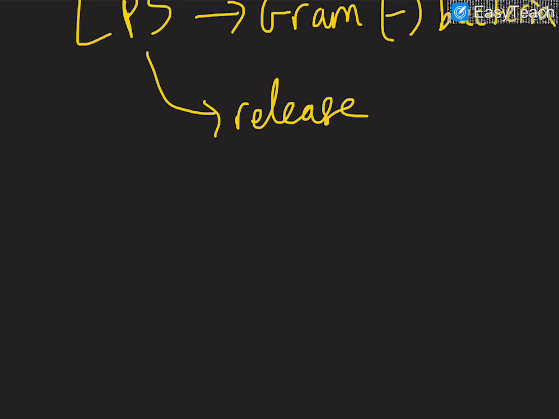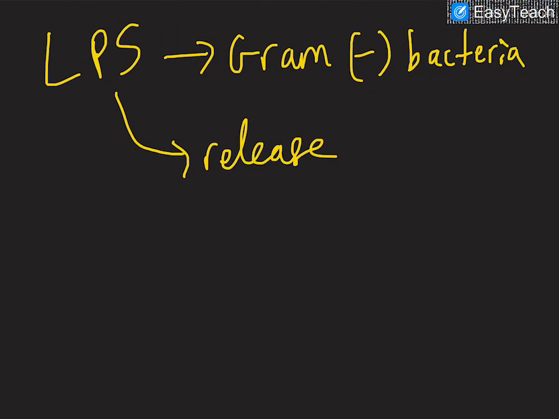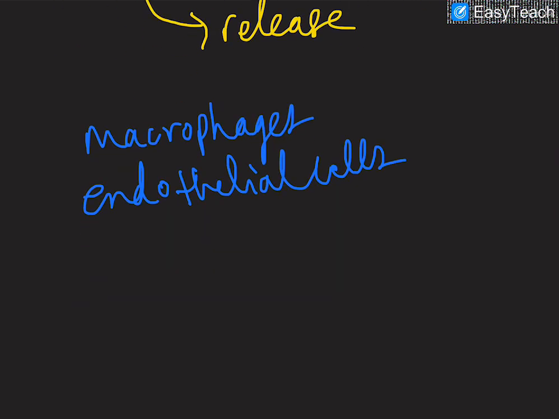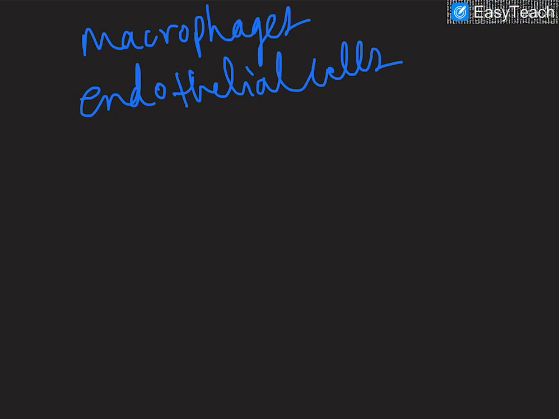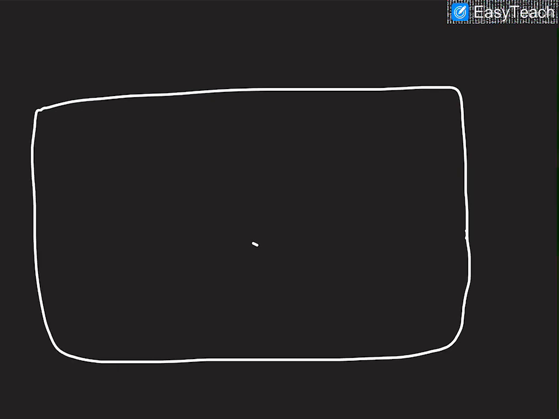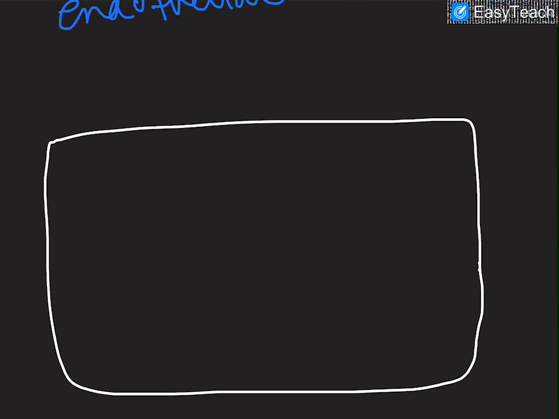If we take this as an example, or any gram-negative bacteria, first we should know that toll-like receptor 4 is on the surface of our cells. For example, it can be on the surface of macrophages, or even endothelial cells, dendritic cells. So let's say that we take this cell right here, and let's say this can be an endothelial cell or a macrophage, and we have toll-like receptor 4 on the surface right here.